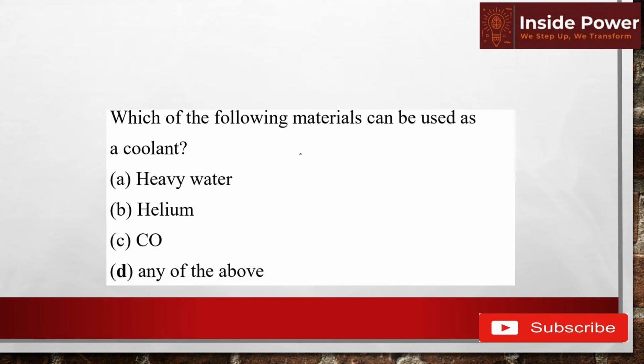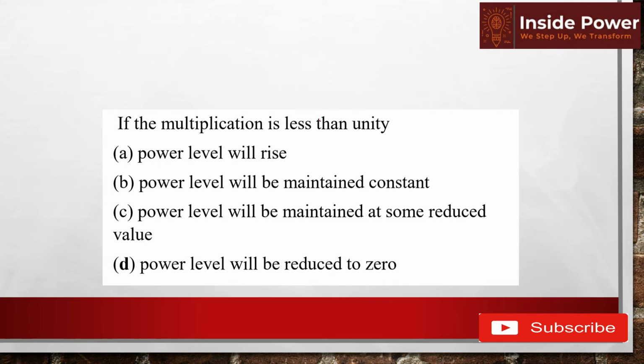Which of the following materials can be used as a coolant? Heavy water, helium, CO. So heavy water, helium and CO are all coolants. If the multiplication is less than unity, power level will rise. No. Power level will be maintained constant. No. Power level will be maintained at some reduced value. No. The power level will reduce to 0. This is the correct option when the multiplication is less than unity.